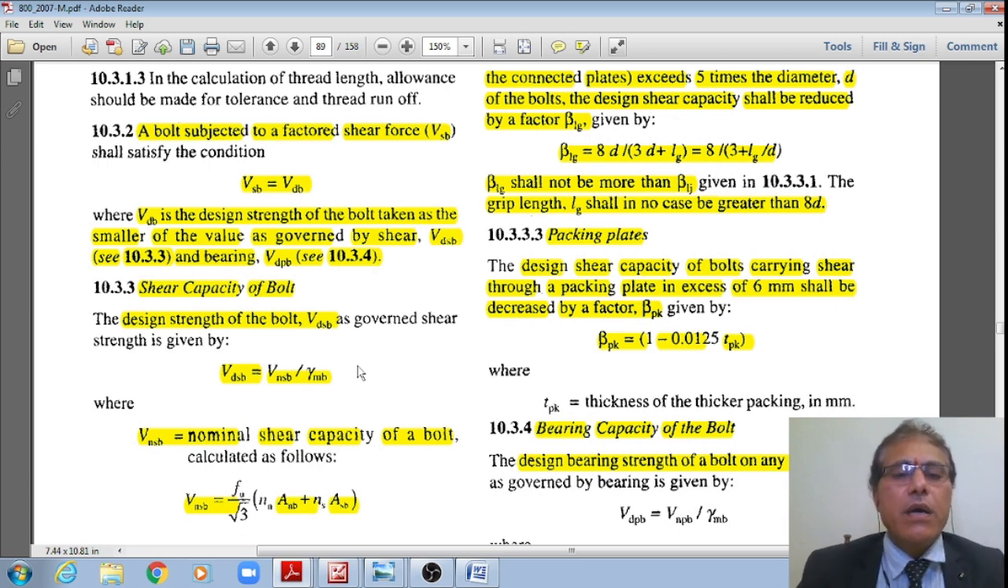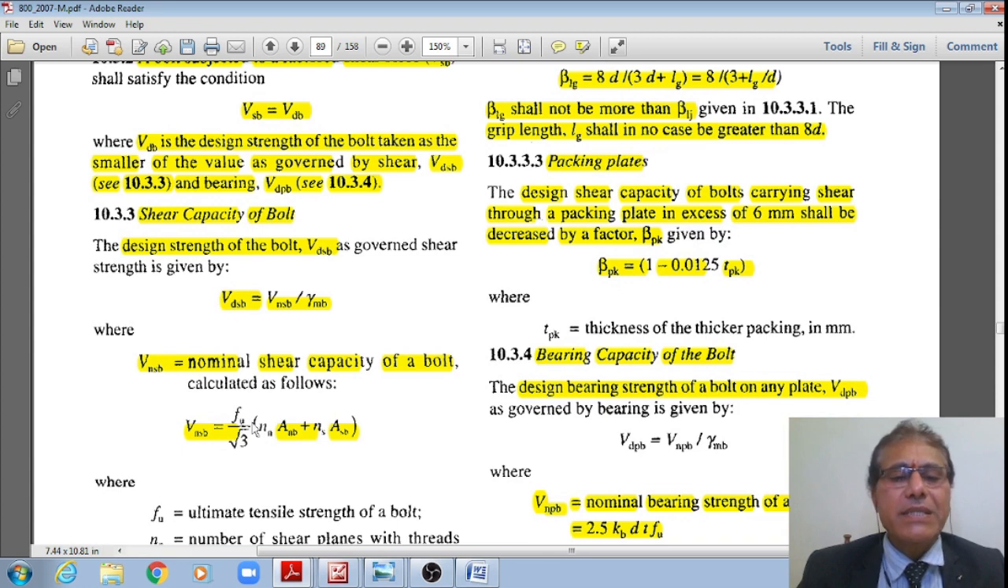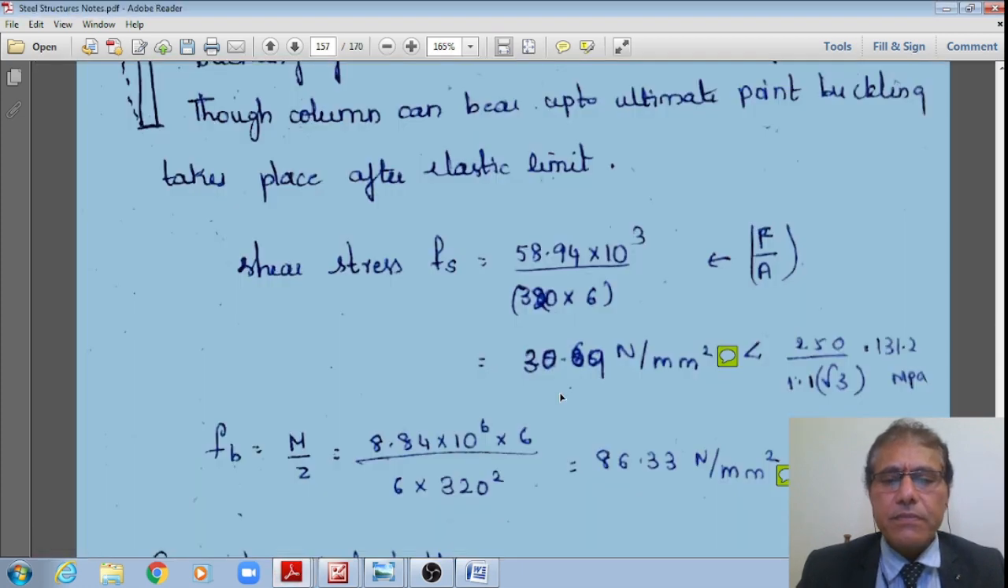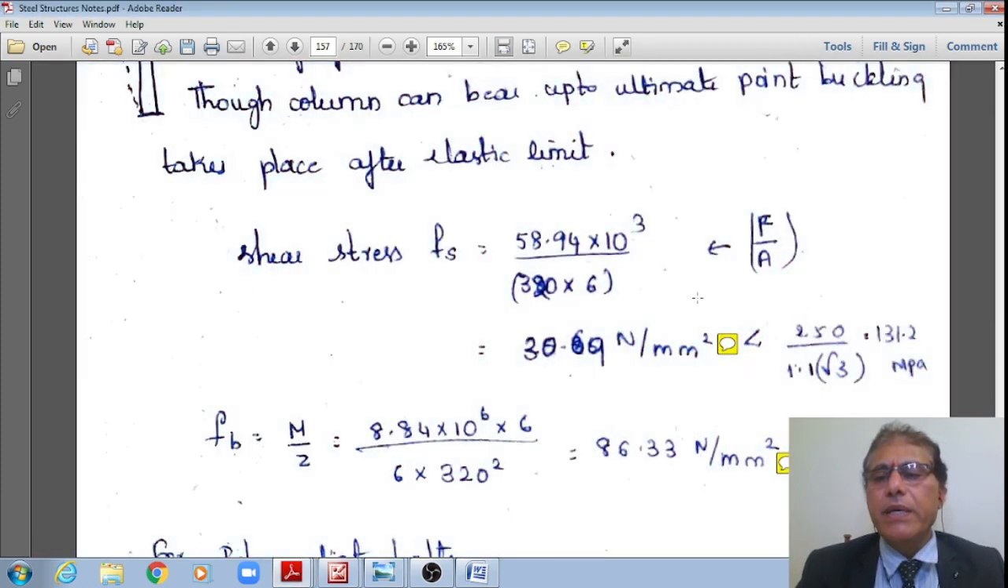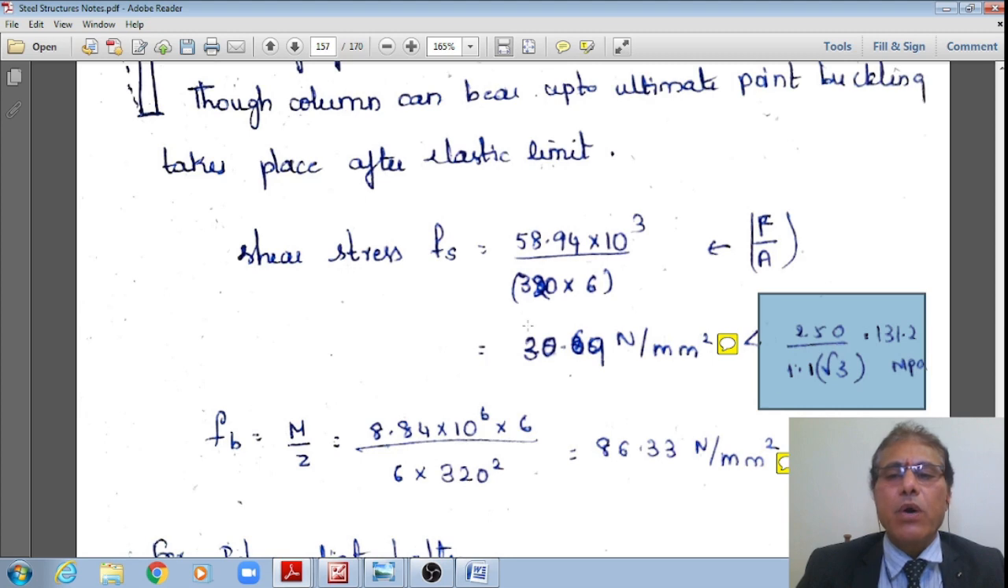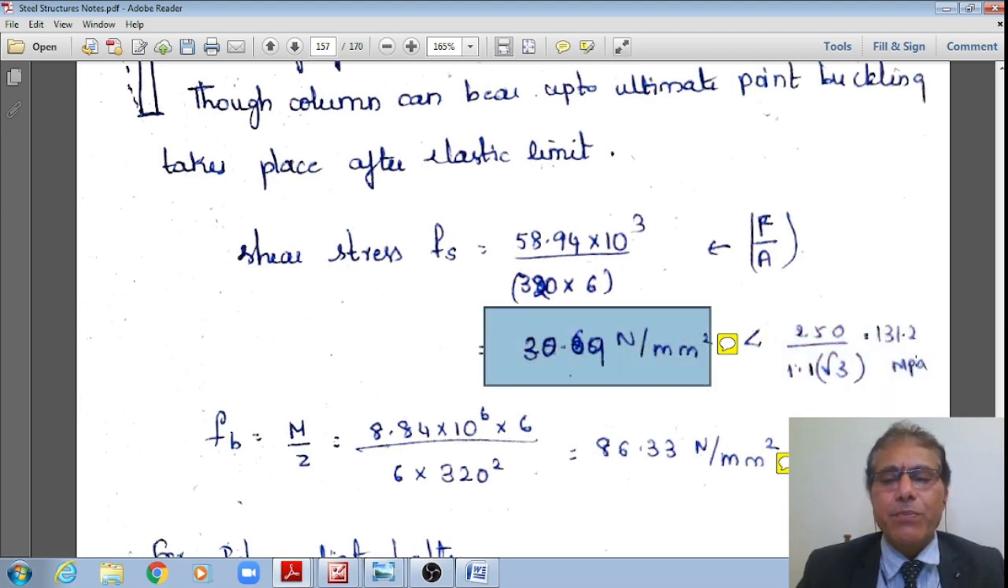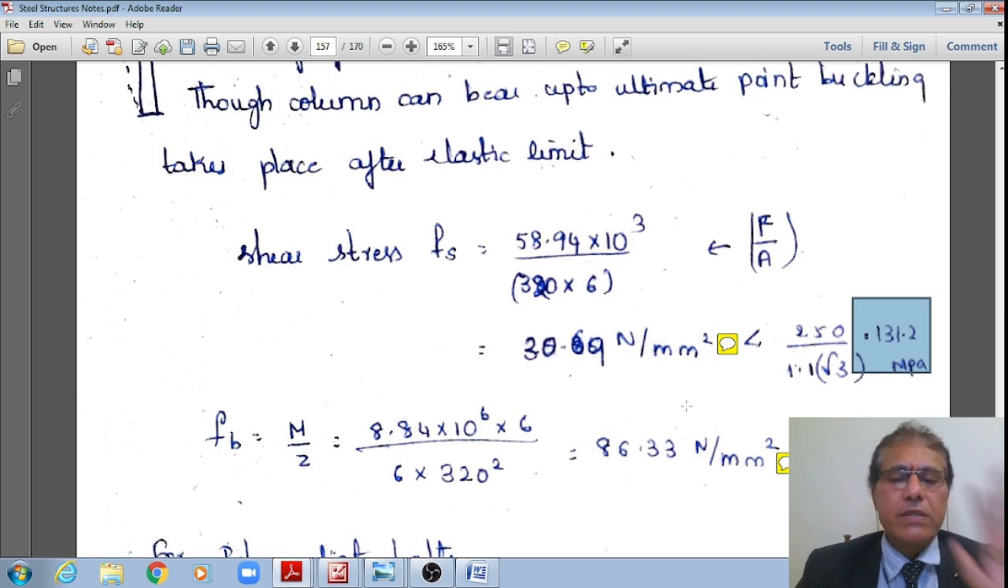Actually, that is how the nominal shear stress is equal to Fu divided by root 3. However, the design shear stress is equal to Fu divided by root 3 divided by the partial safety factor. Therefore, I'm just recalling this and substituting here. Hence, 250 divided by root 3 is the nominal shear stress, that divided by the design factor of safety of 1.1. For 250, the factor of safety is 1.1. Therefore, it now works out to 131.2. However, I just got direct shear stress as 30.69, which is much less than 131.2. Hence, it is okay.